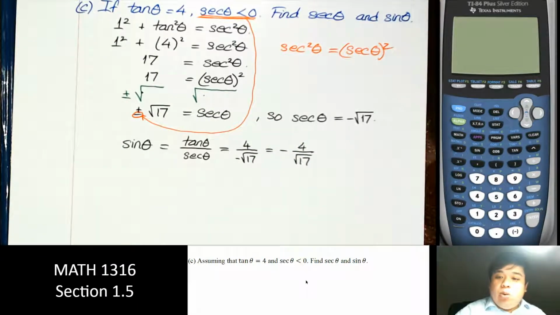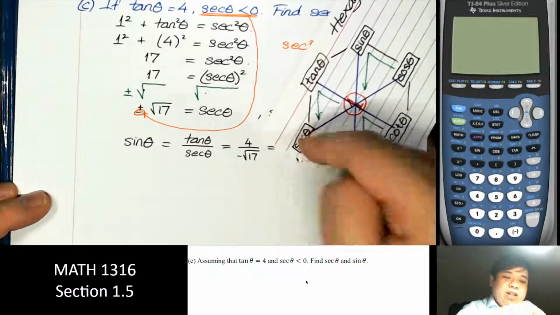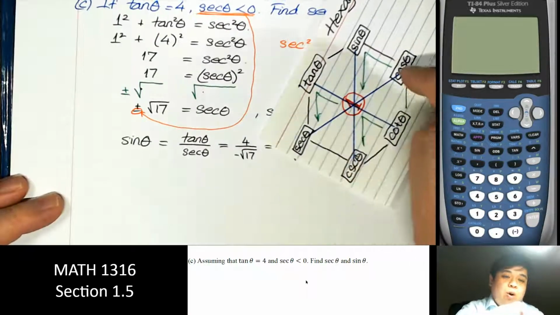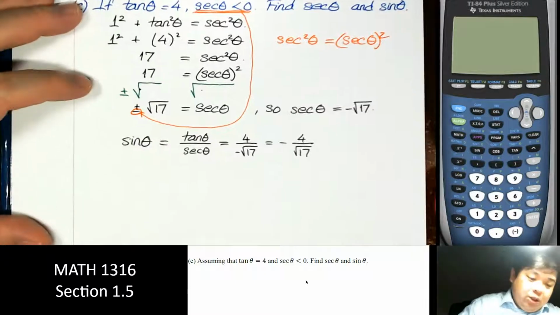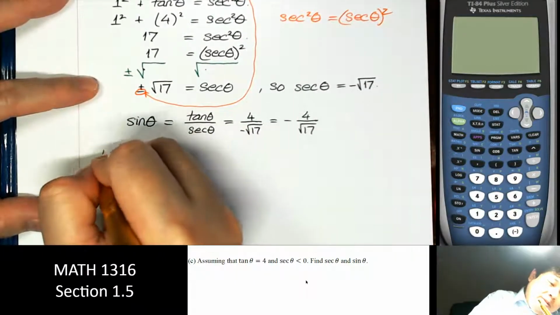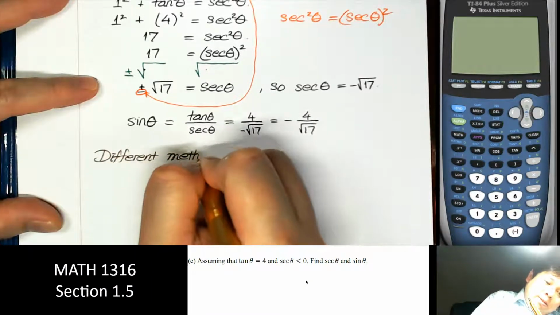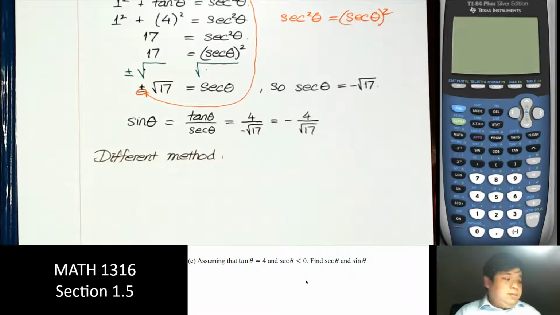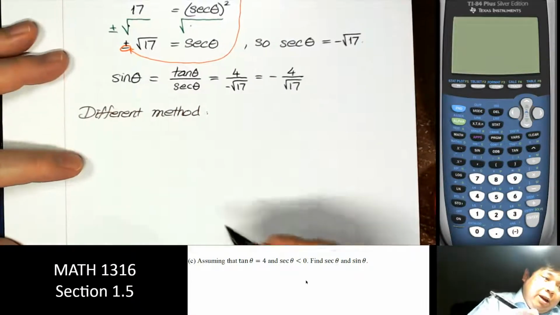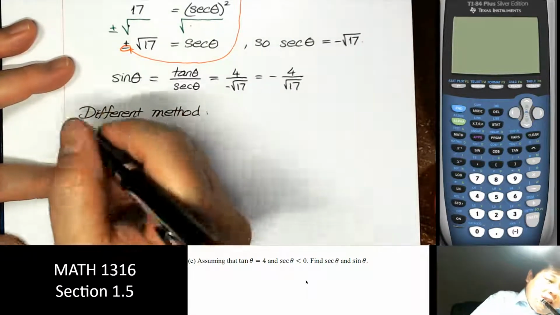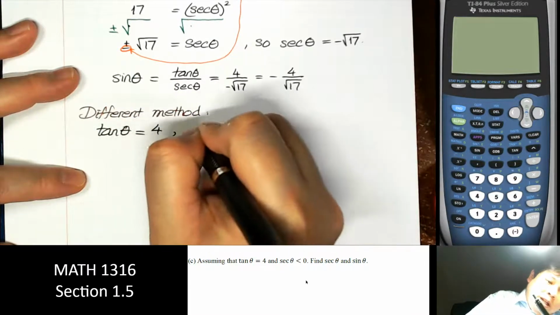Right? So the hexagon certainly works. Put sine on the top, and then we have tangent over secant, 1 over cosecant or cosine over cotangent. And that's what we have here. Alright, that's one way to do it. Another way to do it is, let's go back. What we have is tangent is 4, secant is negative.